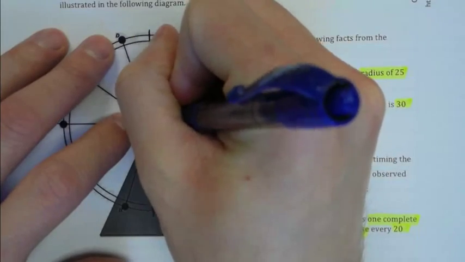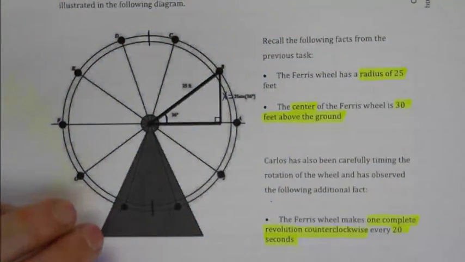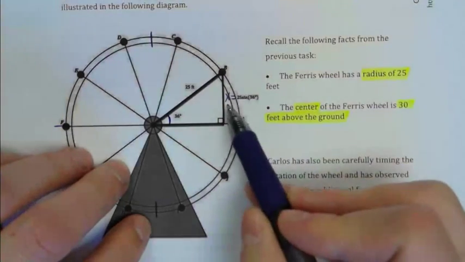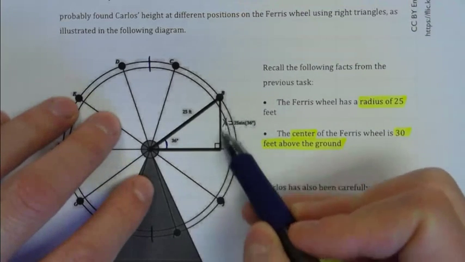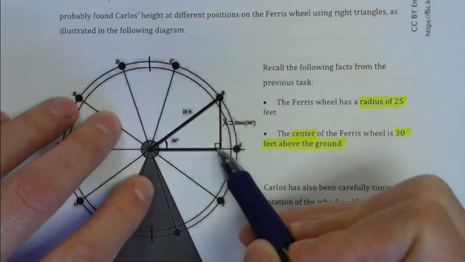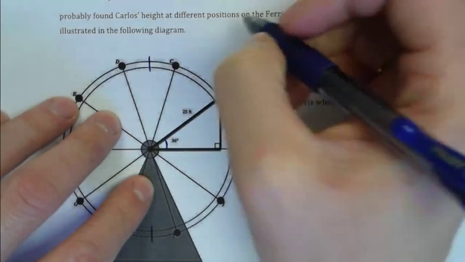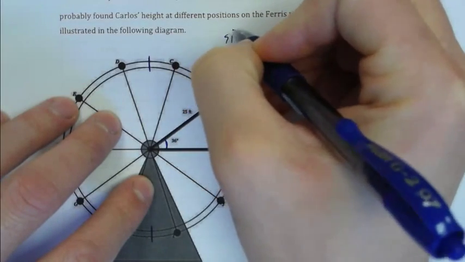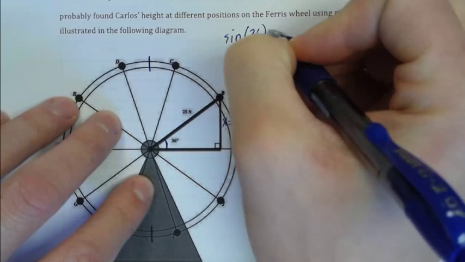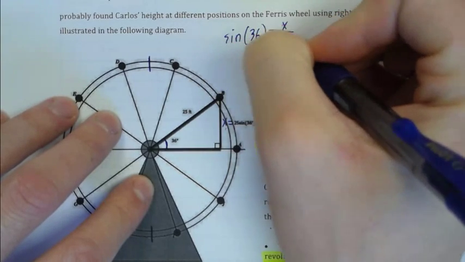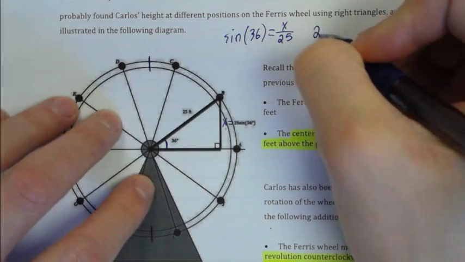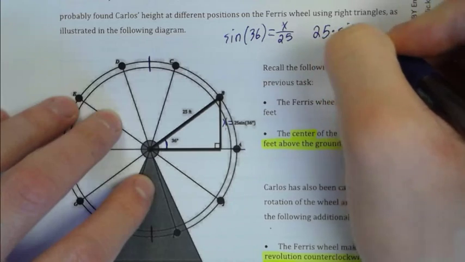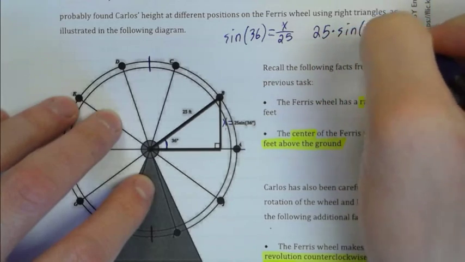So we knew that the 10 sections were divided up, so we can do 36-degree segments. And if this was x, we could set up a sine function to figure out the height above the middle of the Ferris wheel. The way we did that last time, if you forget, was the sine of 36 was going to be equal to x over 25, like so. And that meant that 25 times the sine of 36 gave us x.